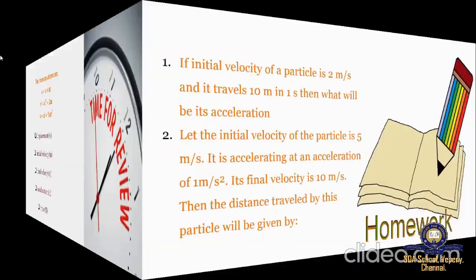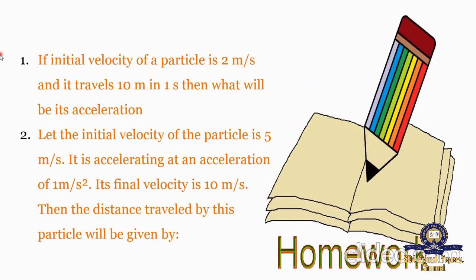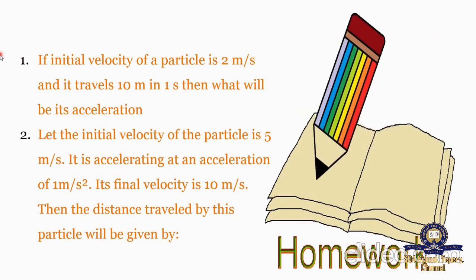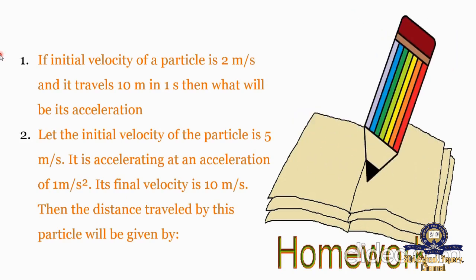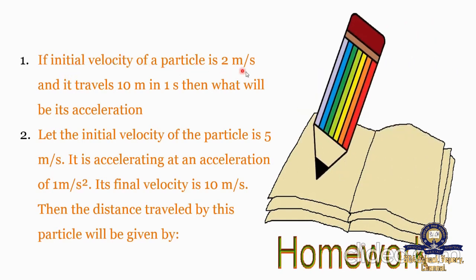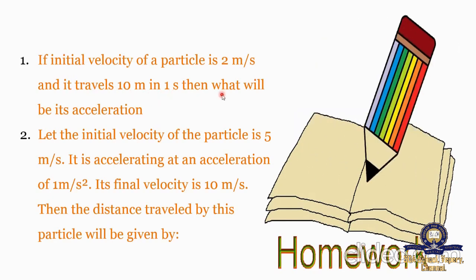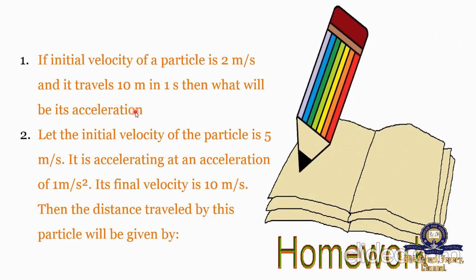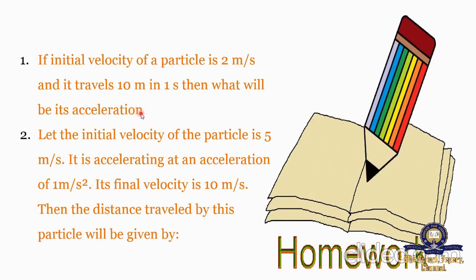So let's move on to the homework part. As I mentioned earlier, I have already given a problem related to the first equation of motion, and here are two problems related to the second and third equations of motion. The first problem is: if the initial velocity of a particle is 2 meter per second and it travels 10 meter in 1 second, then what will be its acceleration? This is related to the second equation of motion. You just need to substitute the values given and find the acceleration.